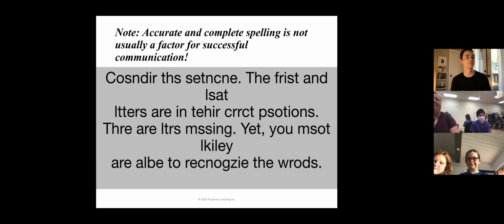Look at this sentence here. Again, proving the point. I bet you could understand the sentence even though it's completely spelled incorrectly, right? So when I read this, I see, consider this sentence. The first and last letters are in their correct positions. There are letters missing, yet you most likely are able to recognize the words. Interesting, right? This sentence is completely jumbled and wouldn't make sense to non-English speakers who are learning it for the very first time. But us as the native users, we can look at those letters and recognize the words. And you'll get a sense of that with ASL too. When you catch a few letters, you'll understand the whole word.